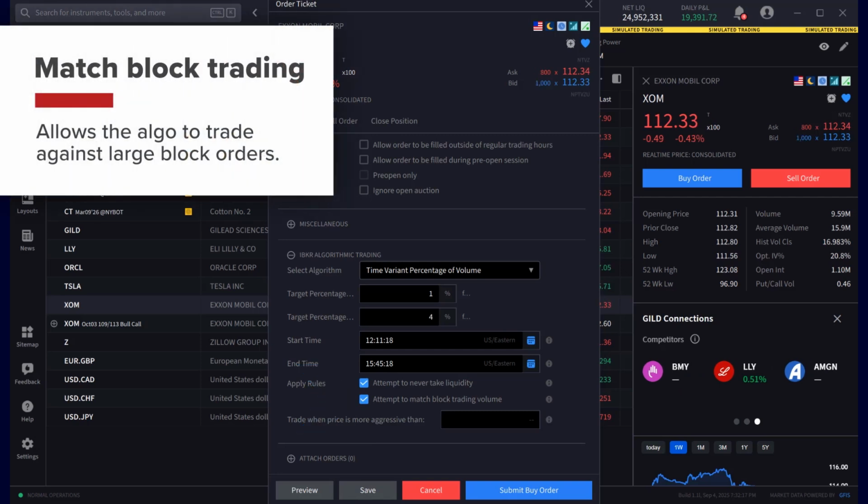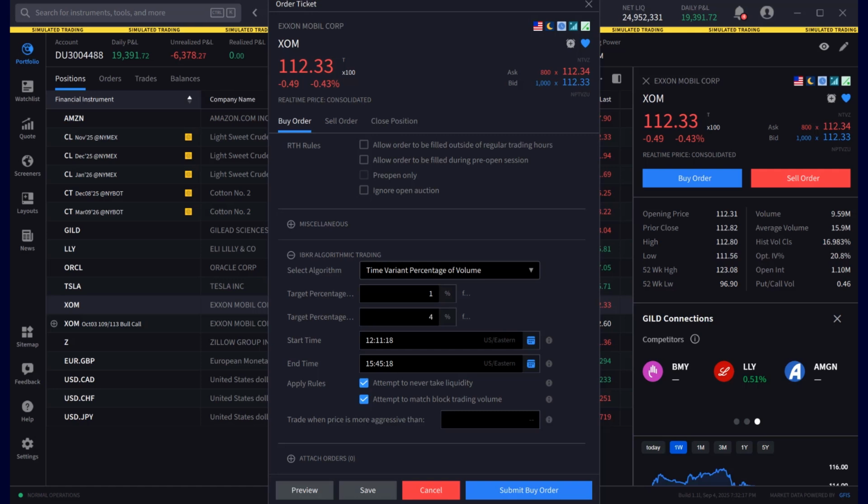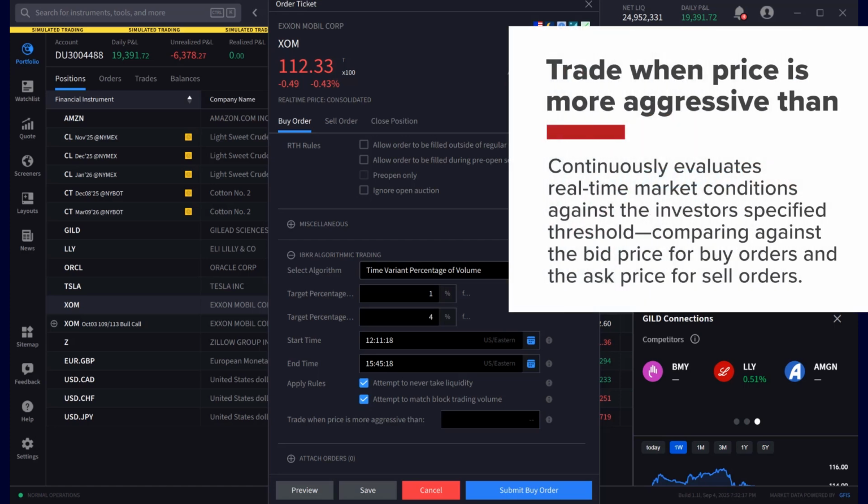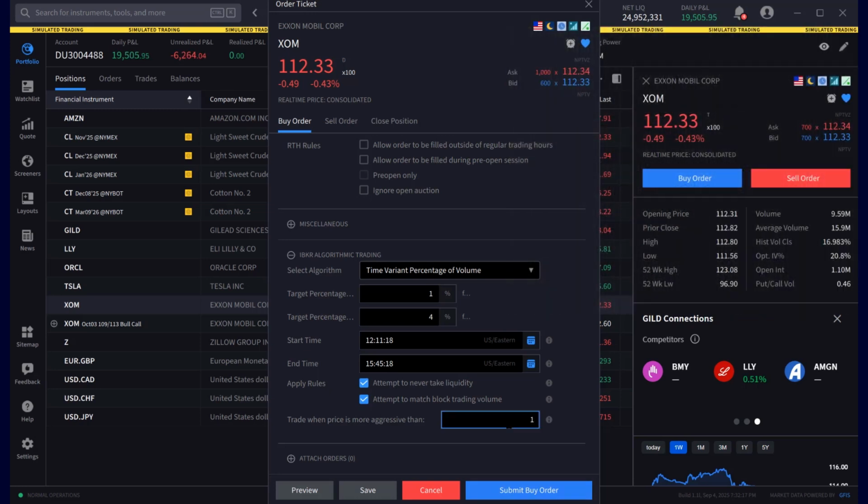Finally, for sophisticated price contingent execution, investors can leverage the powerful Trade When Price is More Aggressive Than parameter. This dynamic condition continuously evaluates real-time market conditions against the investor's specified threshold, comparing against the bid price for buy orders and the ask price for sell orders. Click on the box and enter a value in the space.